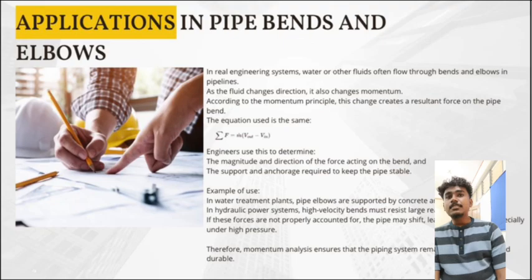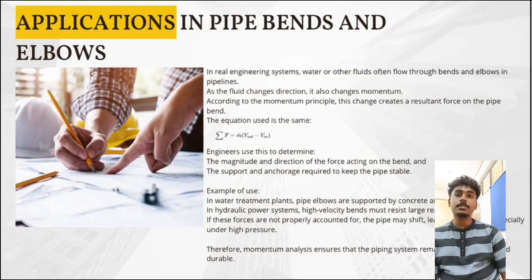In real engineering systems, fluids often flow through bends and elbows in pipelines. As the fluid changes direction, its momentum changes, creating a resultant force on the pipe bend. Engineers use the momentum principle to determine both magnitude and direction of that force and design supports and anchors strong enough to hold it. For example, in water treatment plants, elbows are supported by concrete anchors. In hydraulic systems, high velocity bends must resist pulse reaction forces. If these forces are ignored, the pipe can shift, leak, or even burst. Momentum analysis ensures that pipelines remain safe and durable.